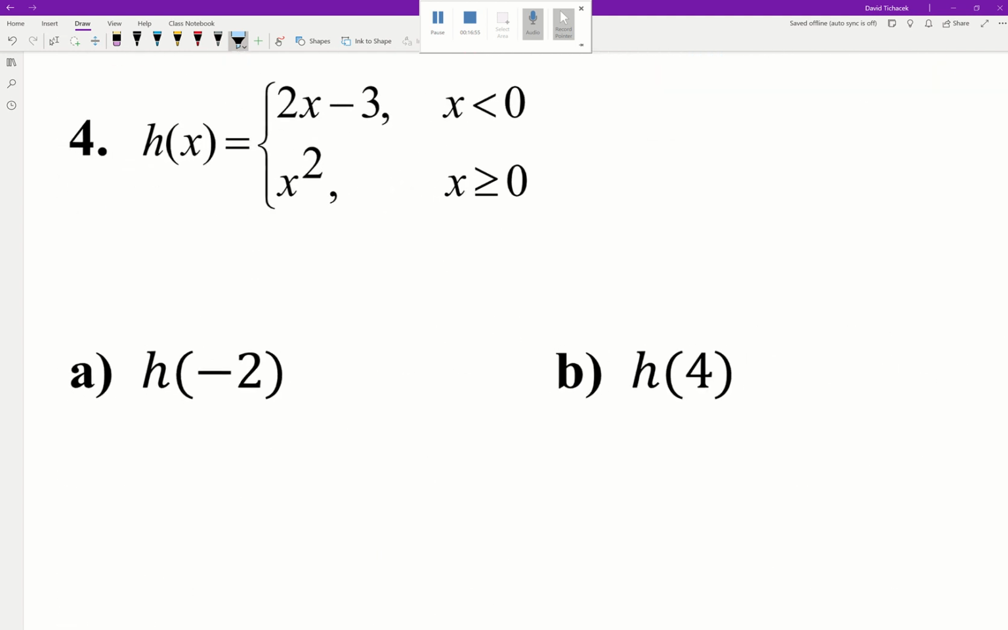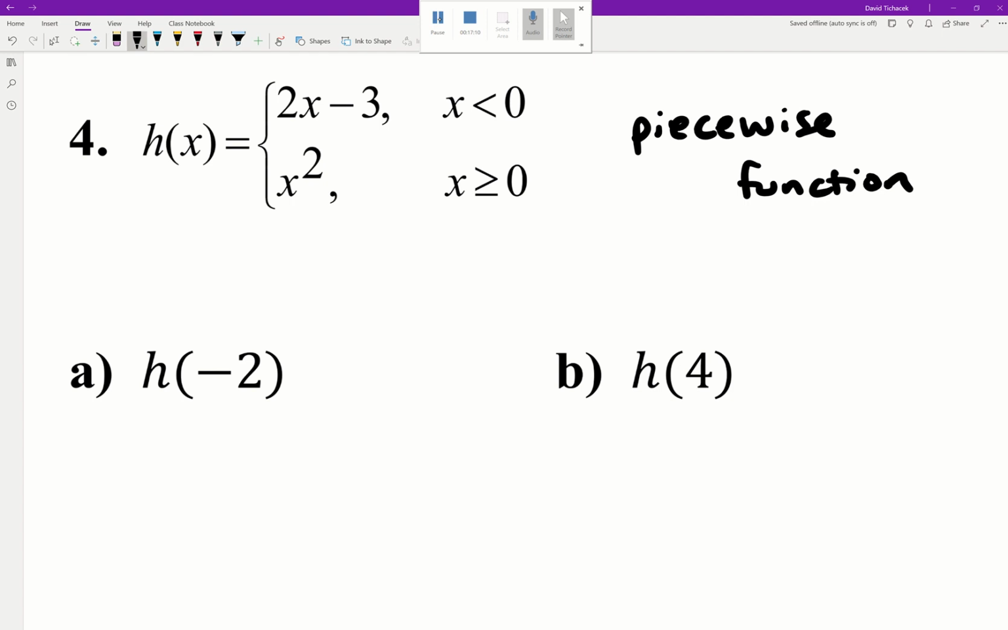Number 4 represents what we call a piecewise function, okay? And the reason that we call it a piecewise function is because you notice that what it's programmed to do is split up into a couple of pieces, okay? So this, again, is called a piecewise function.